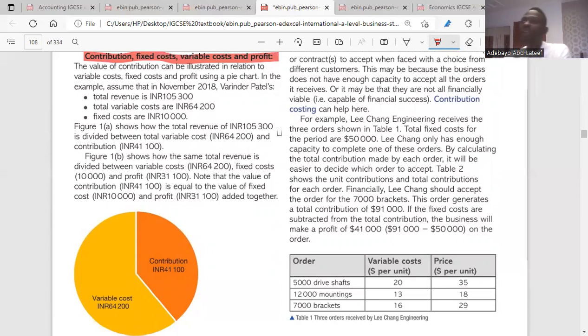So if you have different options to choose from, what do you have to calculate? The profit. And how do you calculate your profit? Your total revenue minus your total cost.